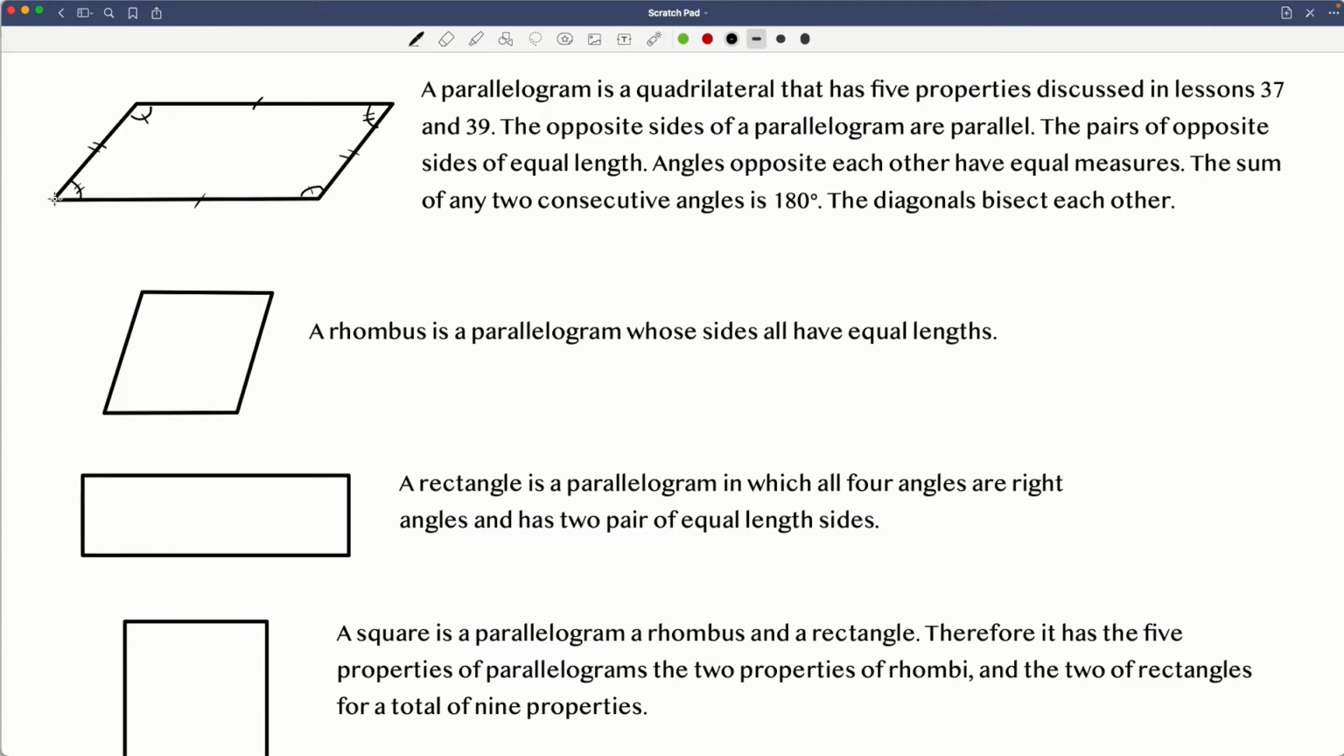Also, the diagonals bisect each other, which means that the diagonals also bisect the shape. They cut the area in half.